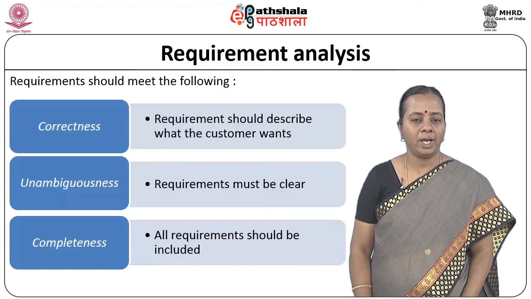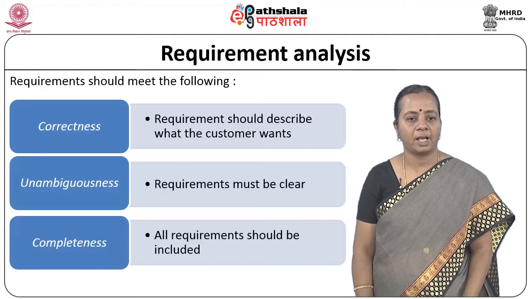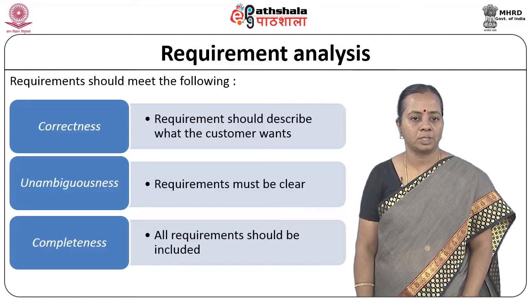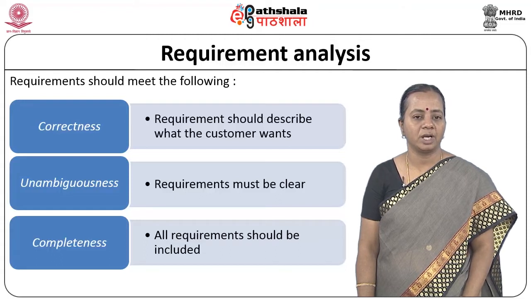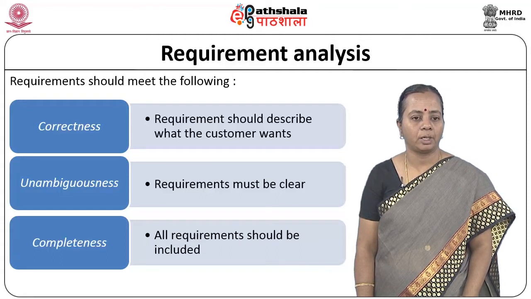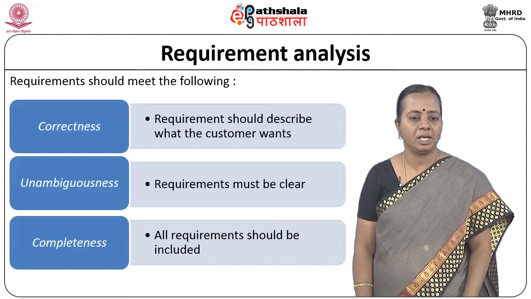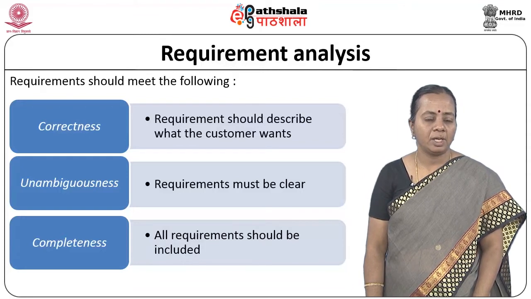When you are looking at requirement analysis, the first thing is correctness. Correctness means the requirement should describe what the customer wants, so we need to find out exactly what the customer wants. The next is unambiguousness. The requirements must be very clear. We should not say hazily that this is what they want. We have to give a single statement of their requirement. A requirement should not be stated in a fuzzy way.